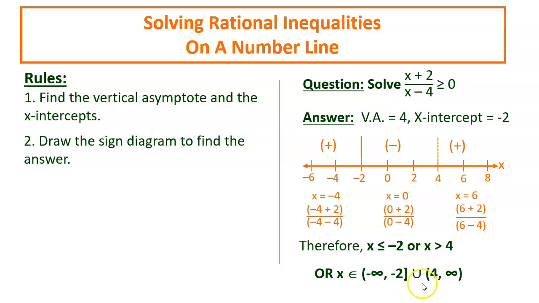In place of or, we use the union notation. And 4 cannot be included, and we are heading towards positive infinity, moving to the right side. We cannot include positive infinity as well, since positive infinity is not a number, so we have these two parentheses. This is our final answer for the given rational inequality.